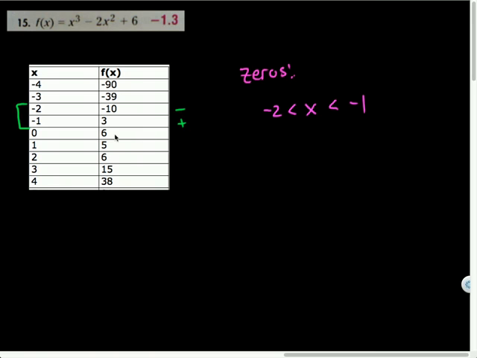Now looking at the rest of this, positive, positive, positive, positive, and in fact I expect that this is going to go positive forever here, and this is going to go negative forever there. Because it's an odd degree, positive leading coefficient, so it comes in from the negative, goes out the positive, is what's going to happen there. Now, let's actually zoom in between negative 2 and negative 1.